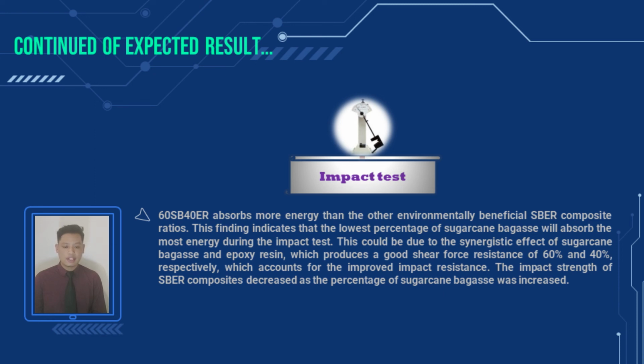For the impact test, 60 SB 40 ER absorbed more energy than the other environmentally beneficial SBER composite ratio. This finding indicates that the lowest percentage of sugarcane bagasse will absorb the most energy during this impact test. This could be due to the synergistic effect of sugarcane bagasse and epoxy, which produce a good shear force resistance of 60% and 40% respectively, which account for the improved impact resistance. The impact strength of SBER composite decreases as the percentage of sugarcane bagasse increases.